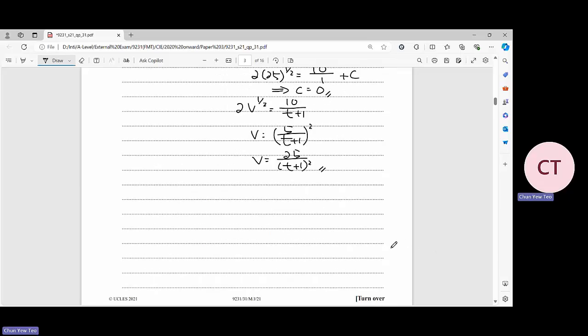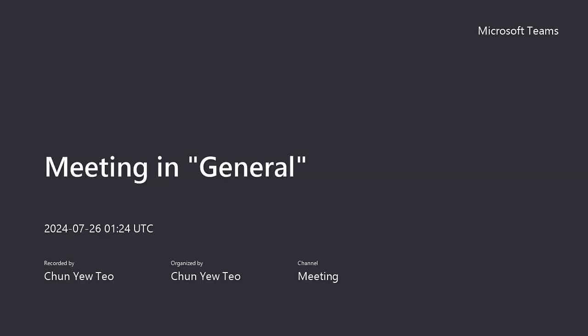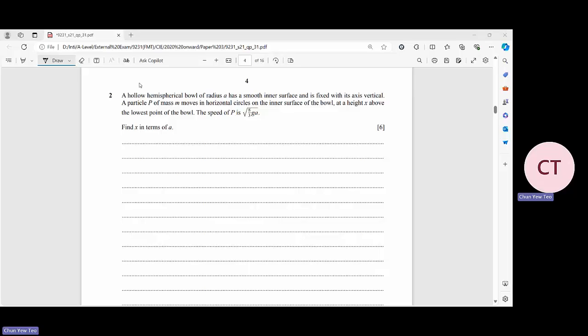Okay, so now we move on to question number 2. A hollow hemispherical bowl of radius A has a smooth inner surface and is fixed with its axis vertical. The particle P of mass M moves in a horizontal circle on the inner surface of the bowl at a height x above the lowest point of the bowl. The speed is square root of 8 over 3 GA.